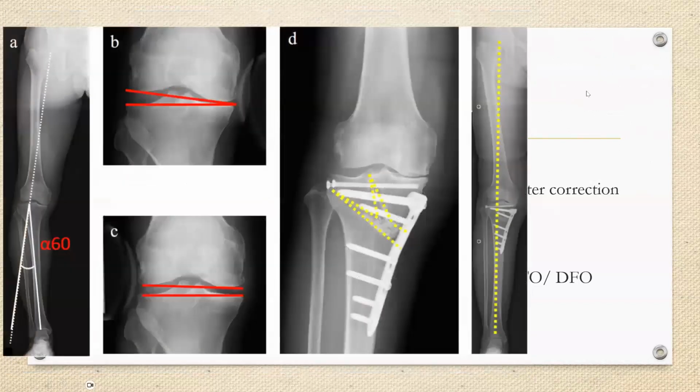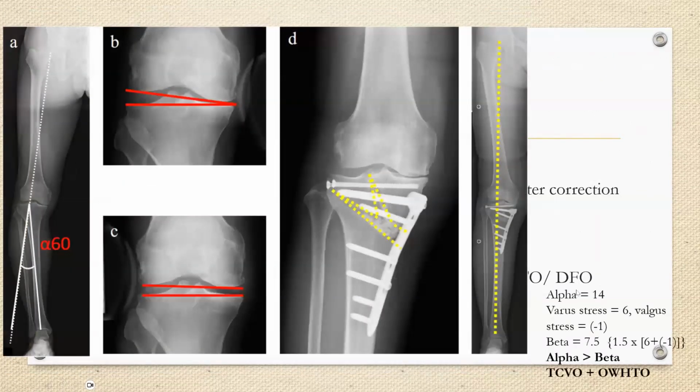However, take a similar case with slightly different parameters, say a more exaggerated deformity where the alpha angle is 14 degrees, the varus stress JLCA is 6 and the valgus stress is -1. As you can see, the beta angle comes out to be only 7.5. So the required deformity correction is more than what can be accommodated within the joint. So an additional correction should be planned using an extra-articular osteotomy. Since in this case it primarily seems to be an MPTA deformity, an additional open-wedge high tibial osteotomy is done.